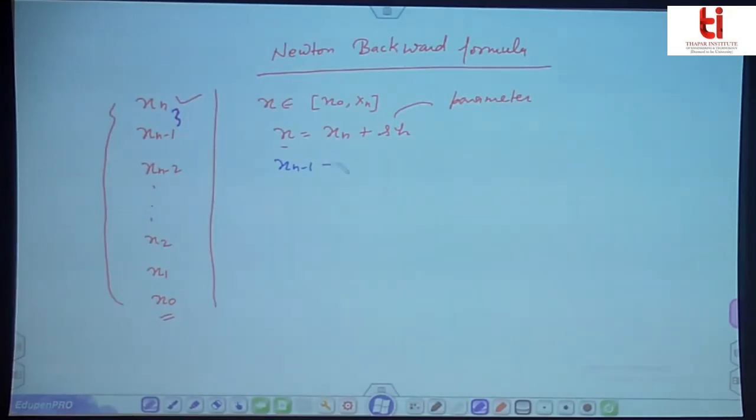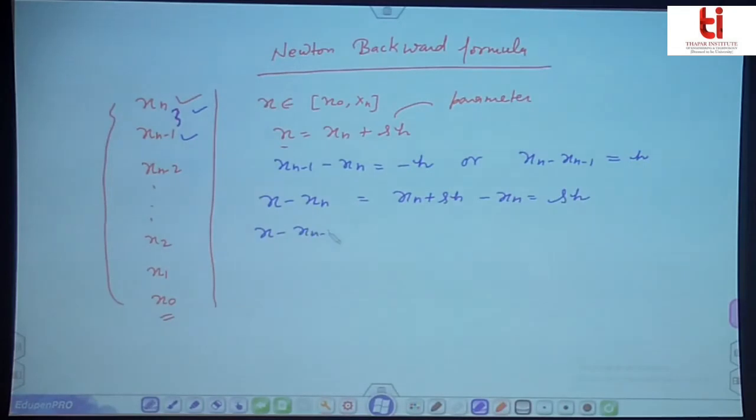Just write this point minus this one, which is coming out to minus h, or we can write xn minus 1 as h. Now we can write x minus xn minus 1. What is it coming out to be? x is xn plus sh, minus xn minus 1, so the point is sh. x minus xn minus 1, what can we write here? xn plus sh minus xn minus 1.